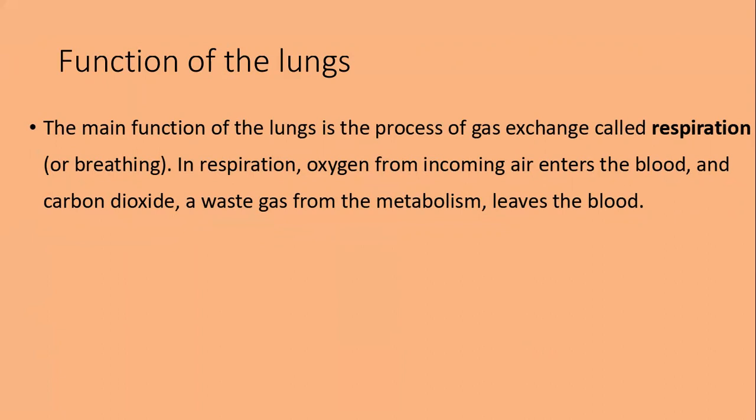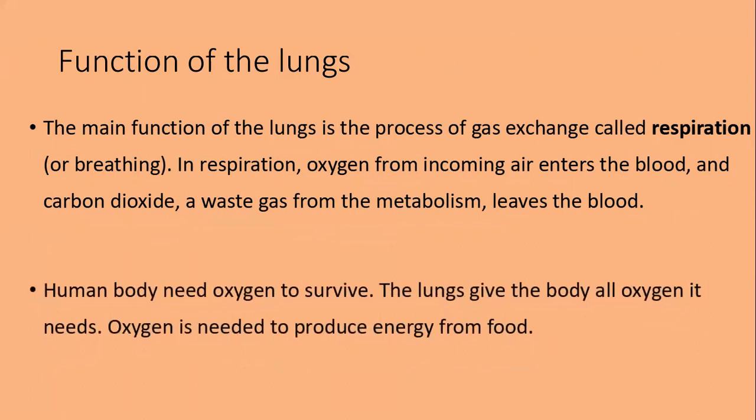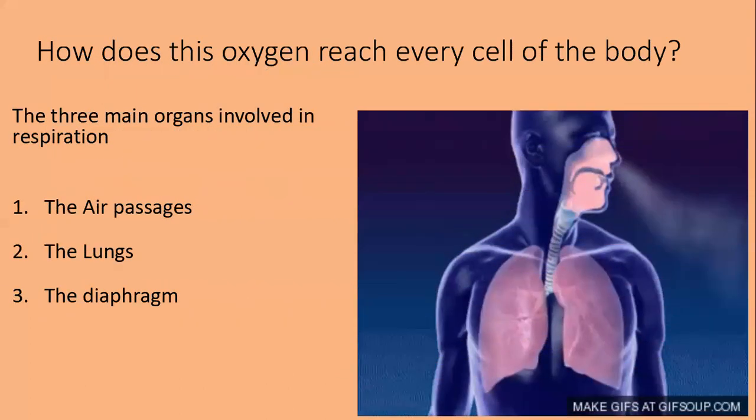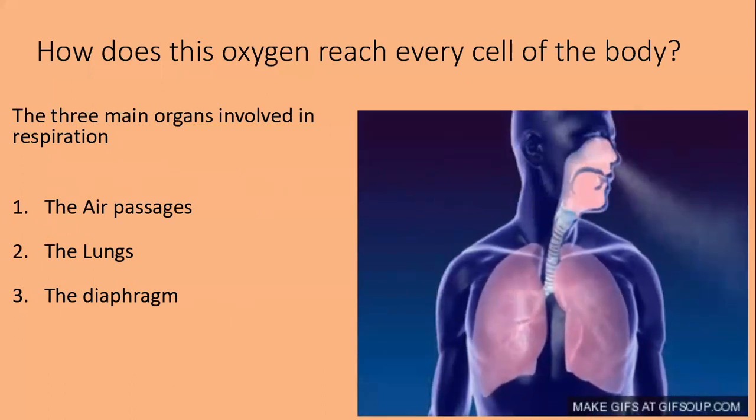In respiration, oxygen from incoming air enters the blood and carbon dioxide, a waste gas from the metabolism, leaves the blood. The human body needs oxygen to survive. The lungs give the body all the oxygen it needs. Oxygen is needed to produce energy from food. Organs involved in respiration: air passages, the lungs, diaphragm.